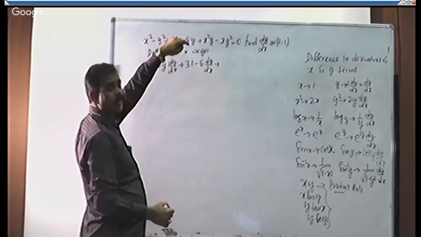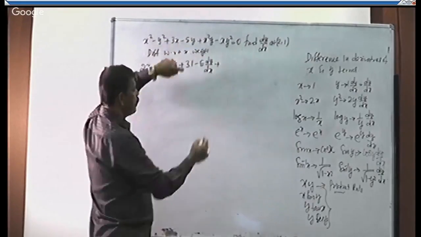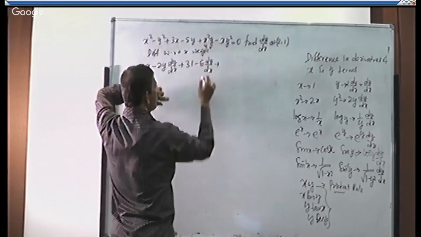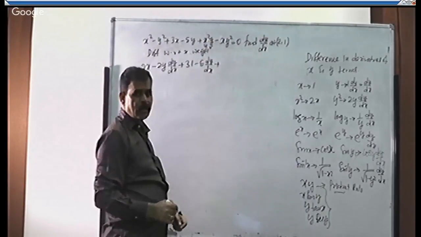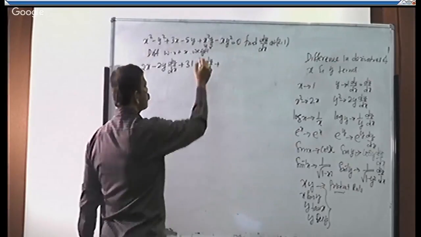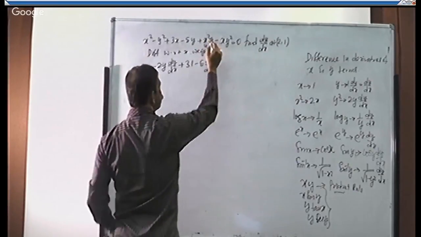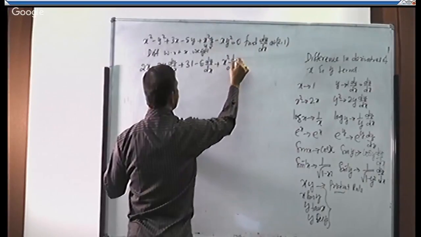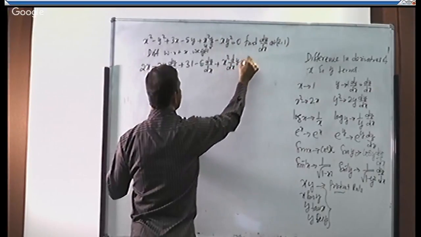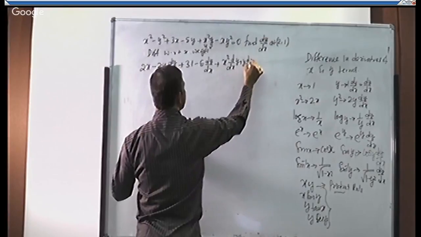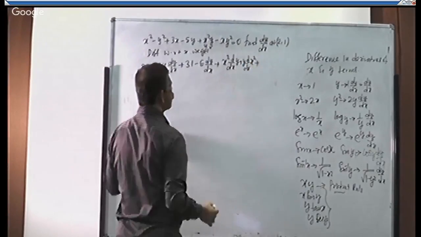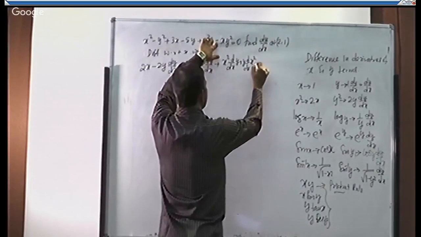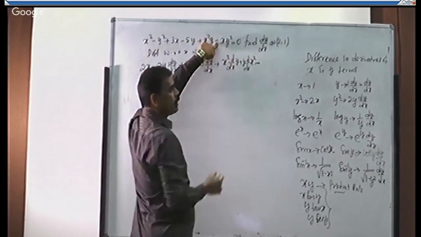Plus differentiation of x square y. X square y, how is it? It is of u into v form. Correct? x square into y. Take x square as u, y as v. x square into d by dx of y plus y into d by dx of x square, plus or minus. It is minus. Again, how is it to be differentiated?